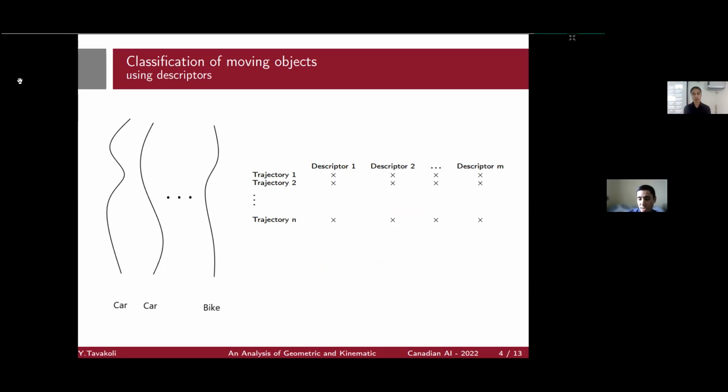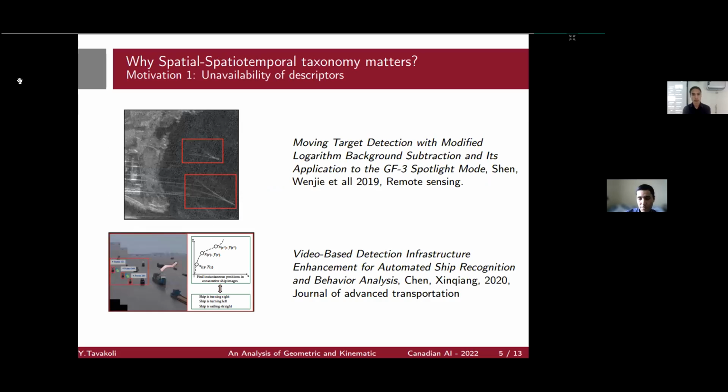Now let's see why spatial-temporal taxonomy really matters. Based on the source of a trajectory, spatial descriptors may not be available or just be poorly available. Same thing can be said regarding the spatial-temporal descriptors. For example, in this first case, the source of the trajectory is a trace of a trajectory in an image. As a result, with the temporal component missing here, spatial-temporal descriptors are not available.